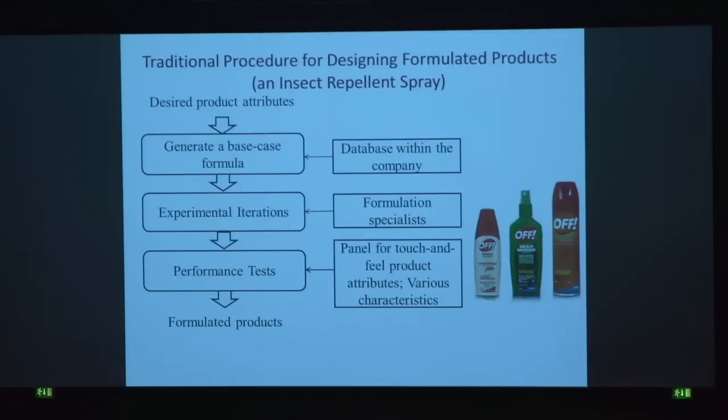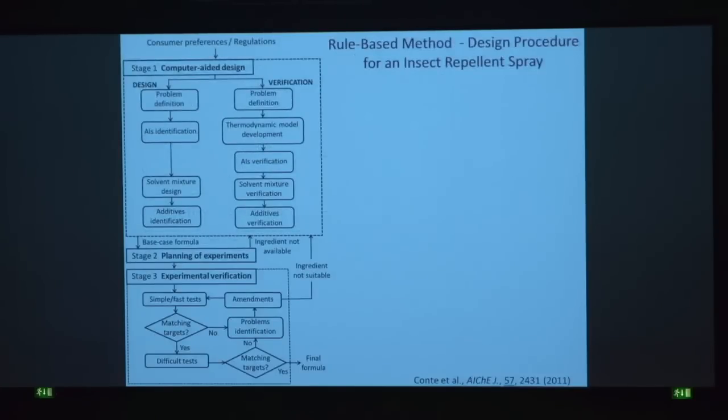Now, let's turn our attention to formulated products. This is the conventional method for designing formulated products. We begin with a base case, we experimentally iterate, and then do performance tests to come up with the formulated product. But the search clearly is inefficient, and the search space is limited in size.